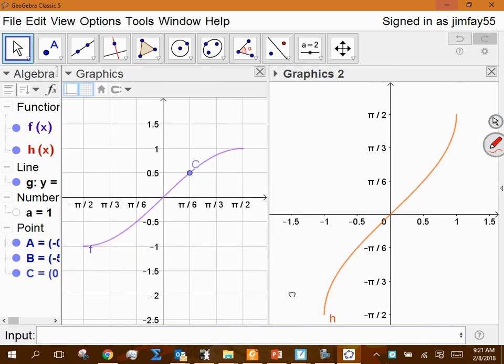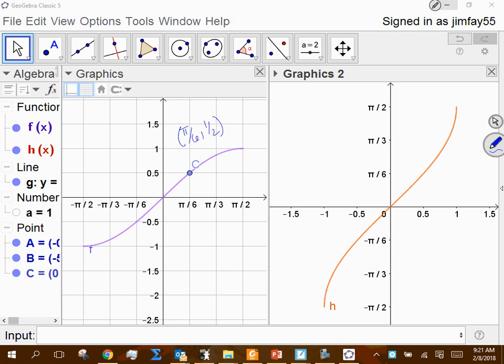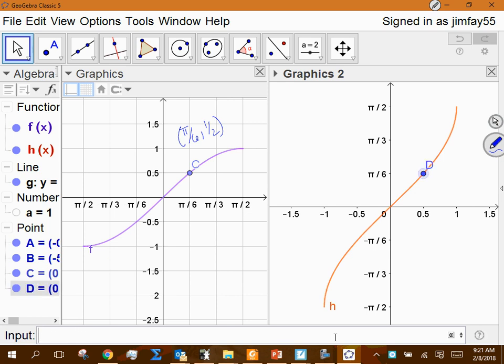Zoom out maybe. So now, any point, this point C was at pi/6, 1/2. Then I should be able to, on this orange curve right here, locate the point 1/2, pi/6, shouldn't I? And you see that it shows up on that curve. Does that make sense?